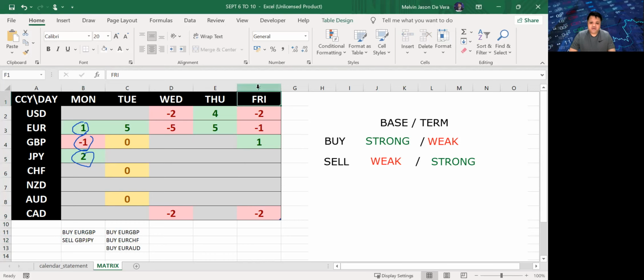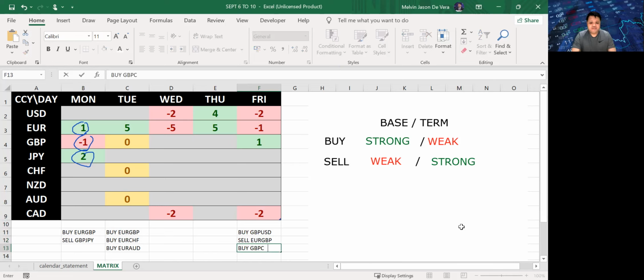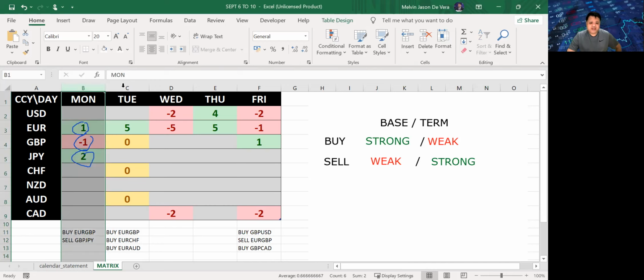Okay, Friday. So we have a strong pound, weak euro, weak USD, and a weak CAD. Therefore, here, what we can trade, we can do a buy GBP USD. We can do a sell Euro GBP. We can have a buy GBP CAD. That's it. Yan po yung mga trade ideas na na-generate natin because of the trade calendar or economic calendar na tinatawag. Ito po ang tinatawag na trade plan. Alright? So, you will have for Monday, Tuesday, and Friday. Alright.